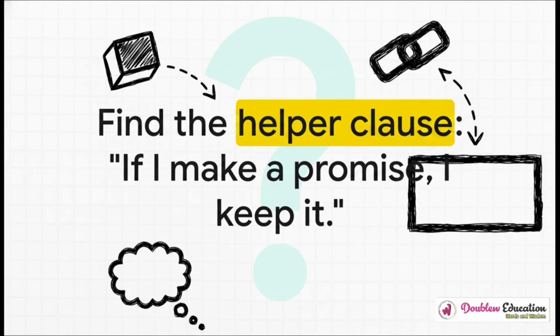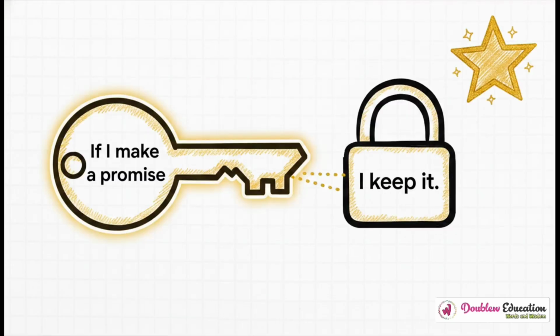So where's the helper clause in there? Look for that little group of words with its own subject and verb, but it just feels a bit incomplete on its own. Which part is it? And there it is. If I make a promise. That's our helper clause. And because it tells us the condition under which I keep it, it's an adverb clause. If you got that, fantastic work.